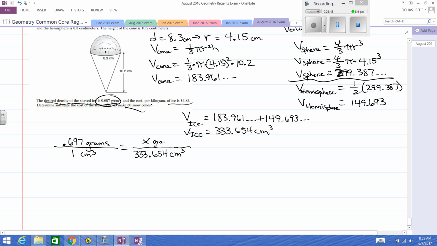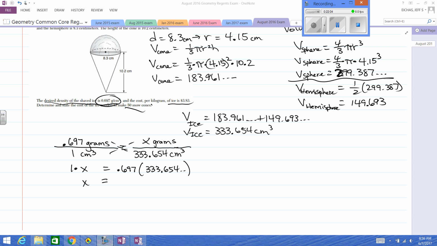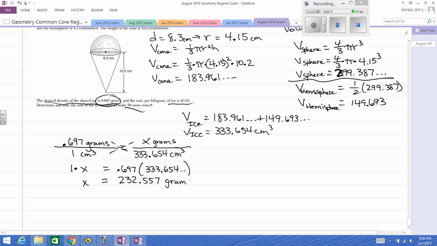Now, this is unfortunately going to just give me grams, which is going to be a problem in a minute, but let's just go ahead. So it's 1 times x. We'll get rid of the units of measure for just a minute. We're going to let the calculator multiply this out. Okay, got that in my calculator now, and we're at 232.557 grams. So we took the ice volume and then we turned it into grams.